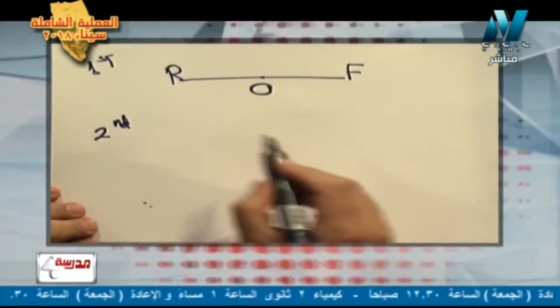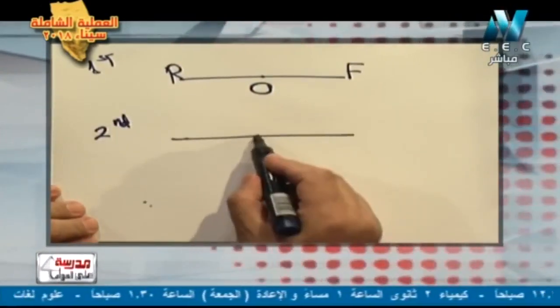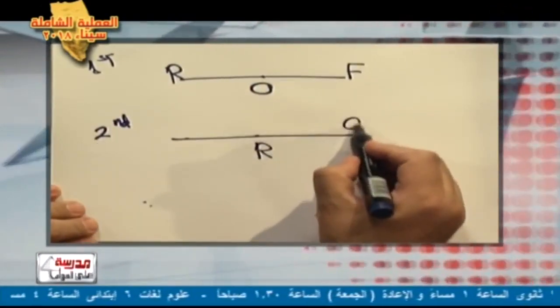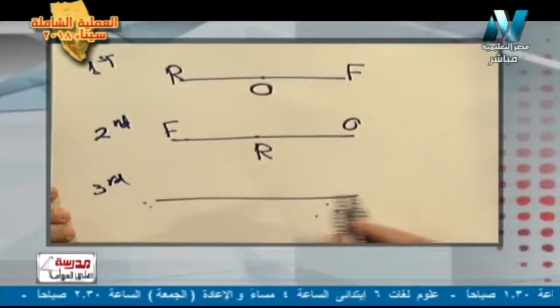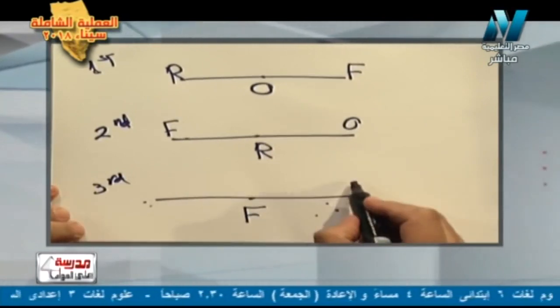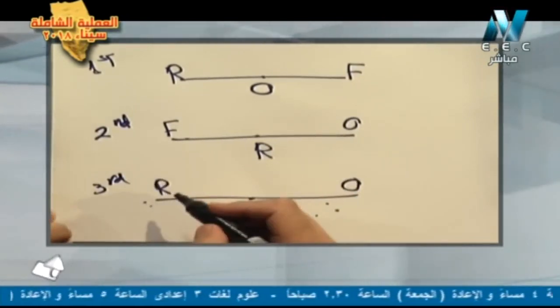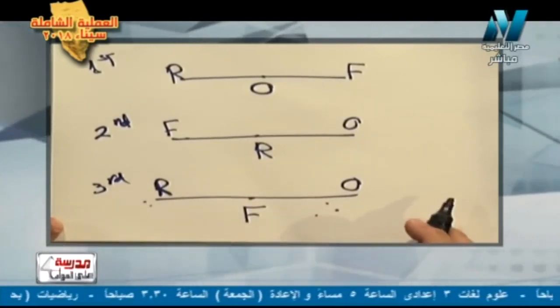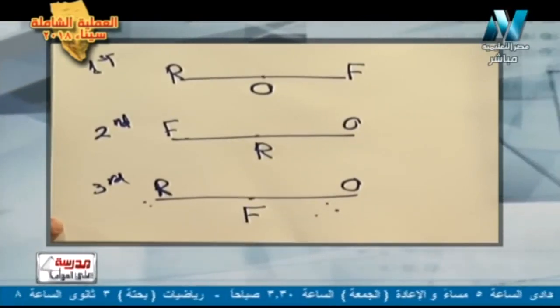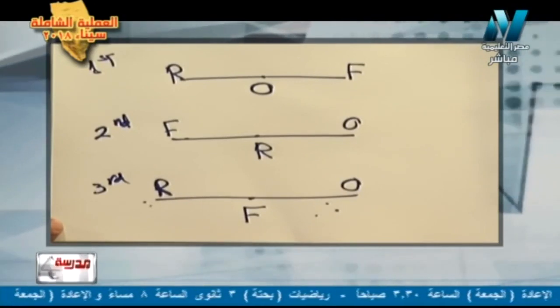Second class lever contains what? It contains R in the middle between O and F. Third class, the last type, contains what? It contains F in the middle between O and R. So I said before, the lever law states that effort force by effort force arm equals resistance by resistance arm.